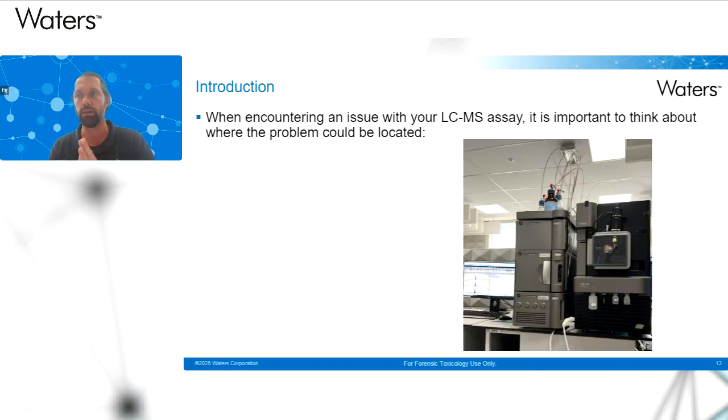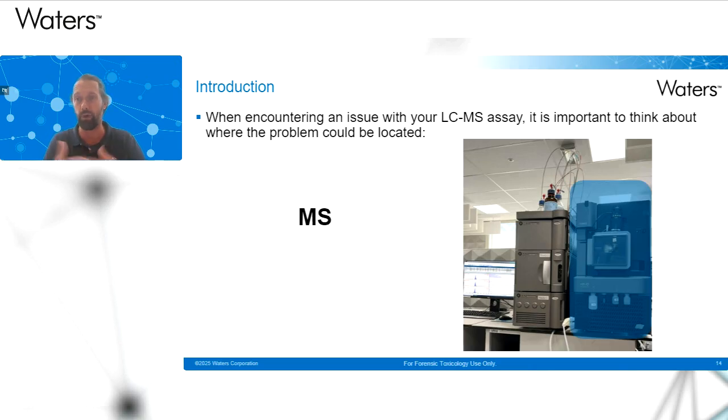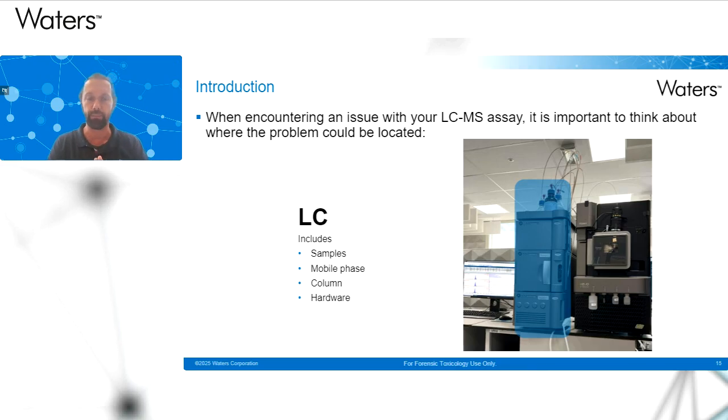Now, whenever you are starting to troubleshoot issues with your assay, I think it would help to think about where your problem could be related to. Is this related to my MS? Because of course we run thousands, tens of thousands of samples each year on the system. It will contaminate. It will probably see some decreased performance over time. And it could just be that some maintenance or cleaning is required. But it could, of course, also be related to your LC, which includes the sample, the mobile phase or the column, and possibly the hardware.